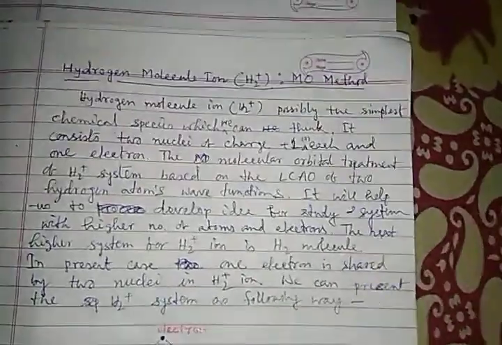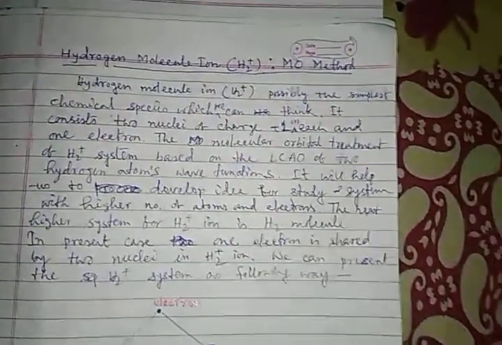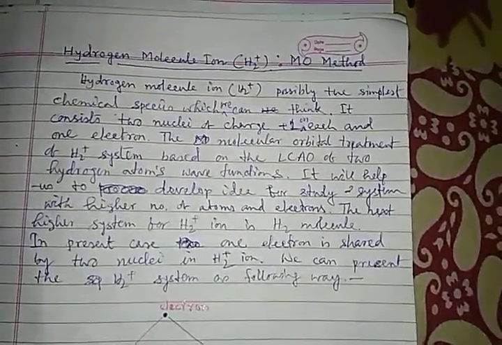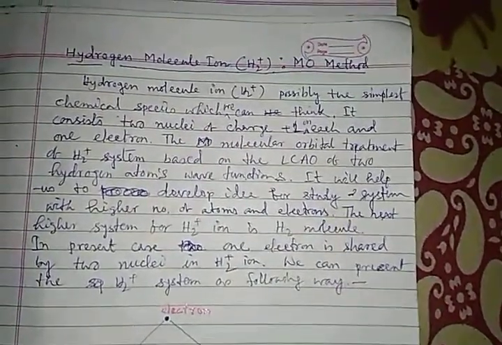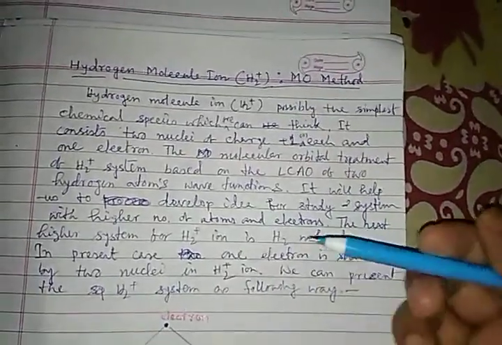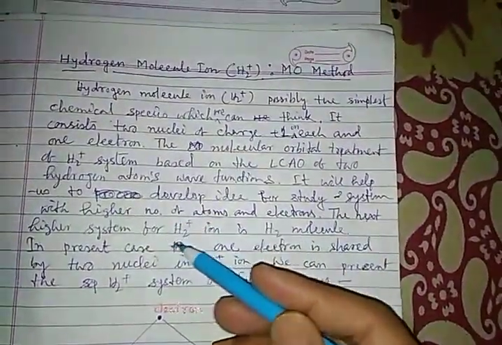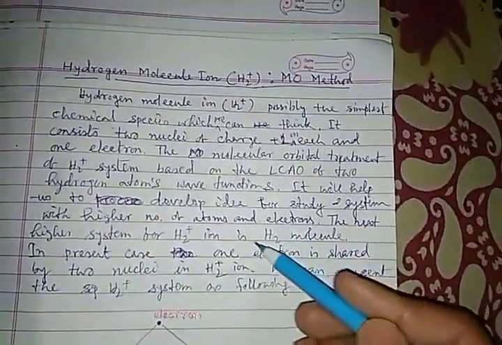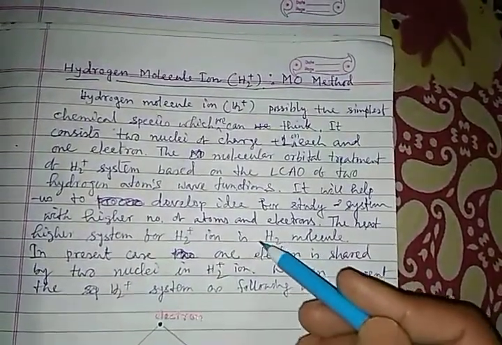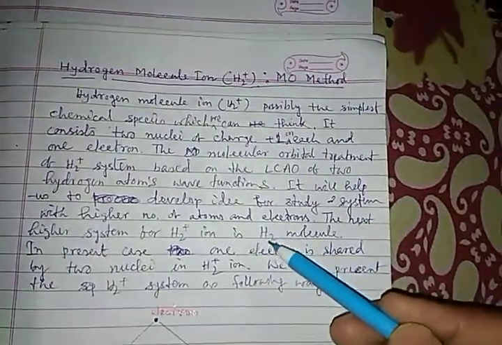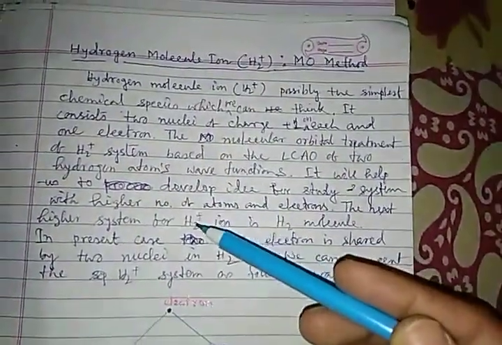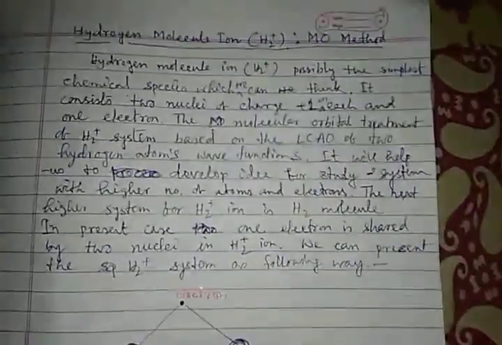Now why are we studying this hydrogen molecular ion? Because this is the simplest system, and the next complex system is the hydrogen molecule. If I add one electron to this hydrogen molecular ion, then I get the H2 molecule, which is the simplest two-electron containing molecule. The H2+ ion is the simplest molecular system, where we have only one electron and two nuclei.